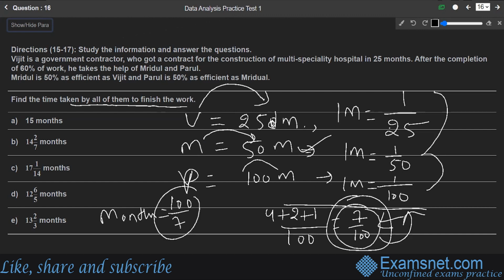If we simplify this 100 by 7, we can formulate this. 7 divides 100. So it comes out as 14. 14 7s are 98. So 2 is the remainder and 7 is the divisor. 14 2 by 7 months will be taken if all of them together would do the work. So that is the answer, 14 2 by 7 months.